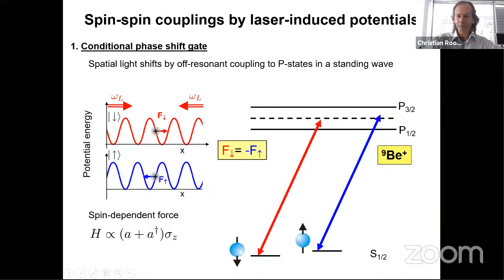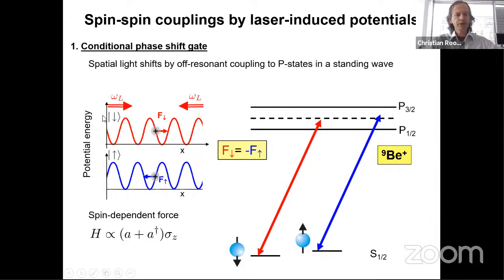Another geometric gate that is induced by lasers, which I want to briefly mention, is called the conditional phase shift gate, where you have spatial light shifts that are induced by an off-resonant coupling to a standing wave. The idea is that if you have a standing wave that is very off-resonant to some atomic levels, then you can achieve light shifts which are opposite, maybe, for the two qubit states that you're interested in.